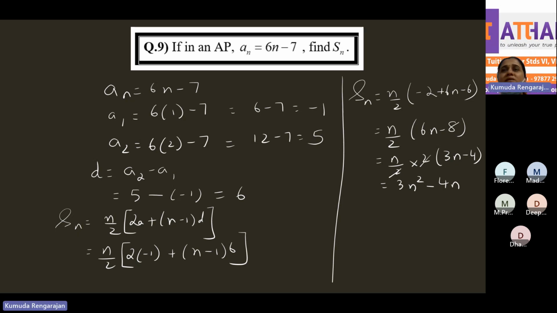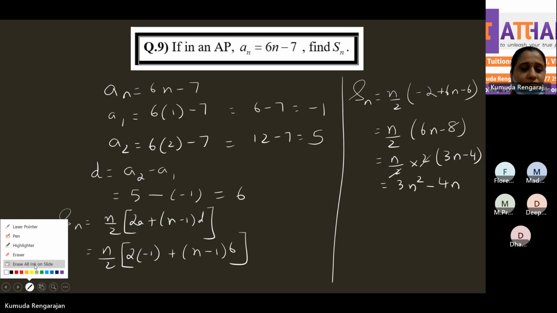Finished. So Sn means what? In the Sn formula, we have three unknowns, A, N, and D. Don't substitute for N. You should substitute for A and D. So we have to have the values of A and D, and that's what we prepared initially. We found A1, we found A2. That's it. The other way of getting Sn is using the other formula.